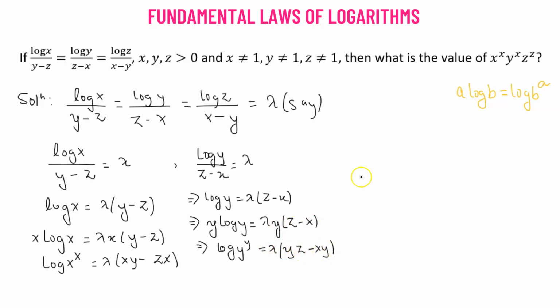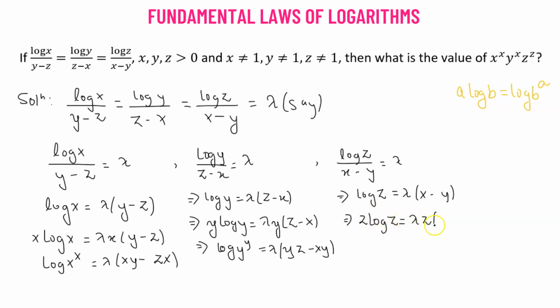Then we'll take the third condition, log of z divided by x minus y, equal to lambda, which gives log of z equals lambda times x minus y. Now we'll multiply both sides with z, so we have z log z equals lambda times z multiplied by x minus y, which gives log of z raised to the power of z equals lambda times, so here we have zx minus yz.